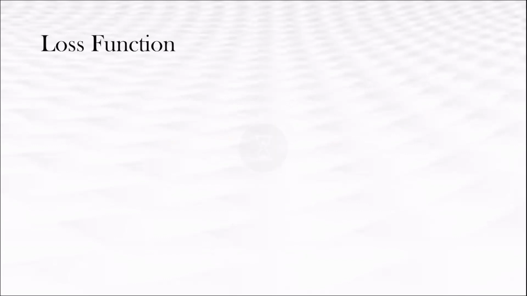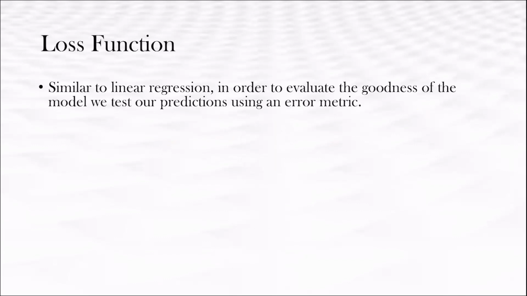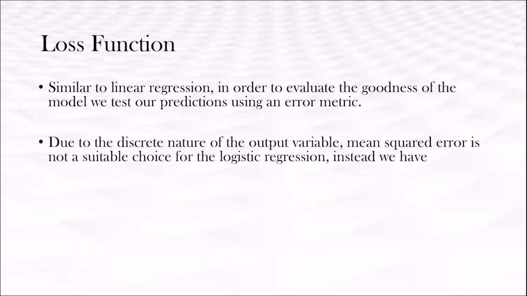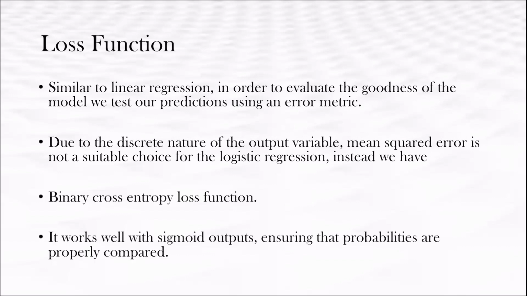So similar to linear regression, we test our model based on some loss function. In order to evaluate the goodness of the model, we test the predictions using an error metric. Due to the discrete nature of the output variable, mean squared error is not a suitable choice for the logistic regression fit, and instead we have something called the binary cross entropy loss function. This binary cross entropy function works well with the sigmoid outputs, and this ensures that the probabilities are properly compared with the true values.